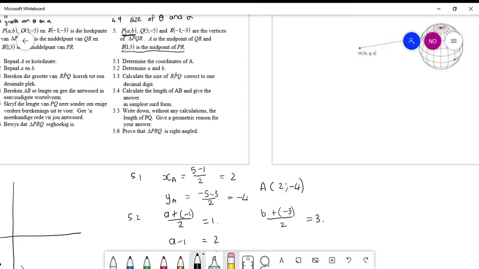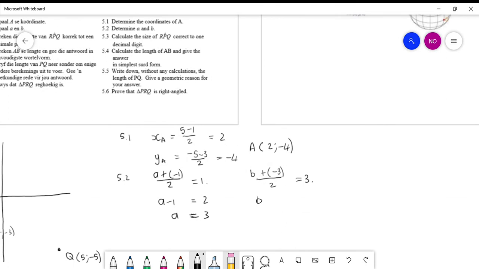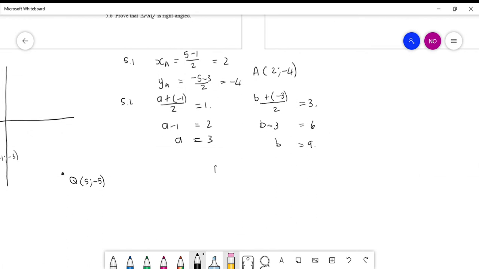You see, so I'm taking the two y values, adding them together, divided by 2, it must be equal to 3. So then it's as easy as saying B minus 3 is equal to 6. So B will be equal to 9. Now remember, this is a coordinate.